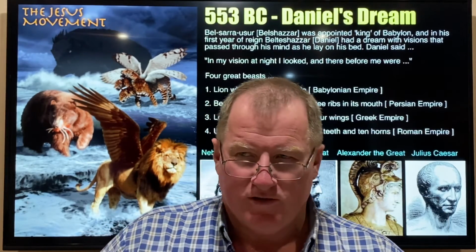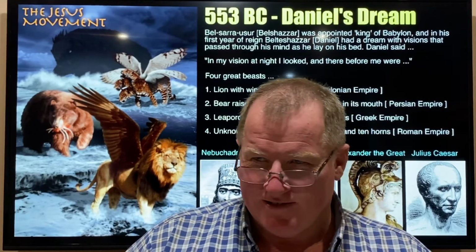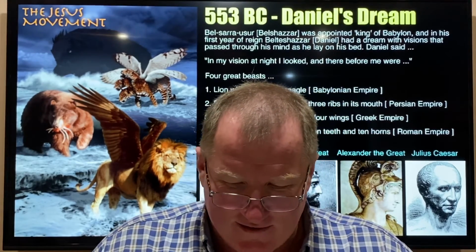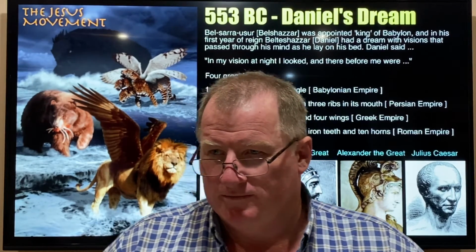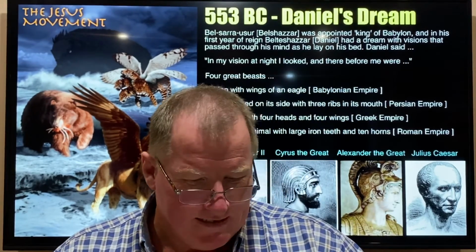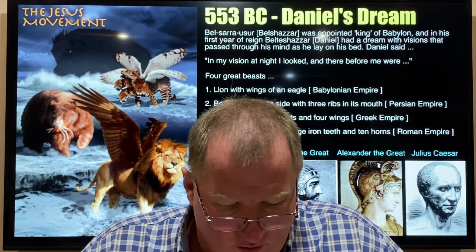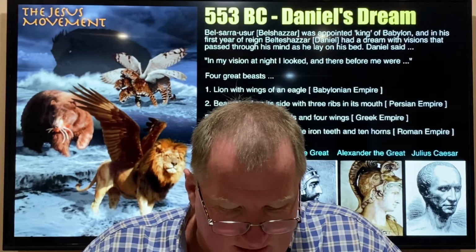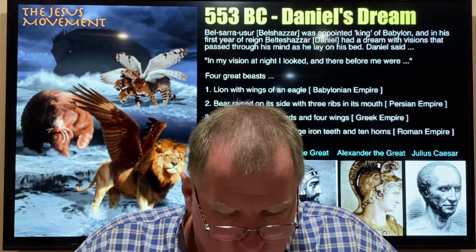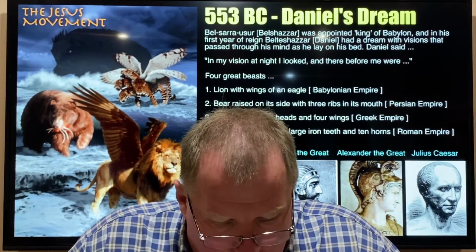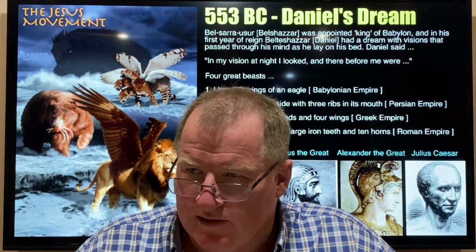Who knows what 10,000 times 10,000 is? Anyone ever done the maths on that? 10,000 times 10,000 is actually 100 million. 100 million before him. So we see this extraordinary, thousands upon thousands attended him, 10,000 times 10,000, so it was 100 million, stood before him. The court was seated and the books were open. So this is what Daniel is saying.